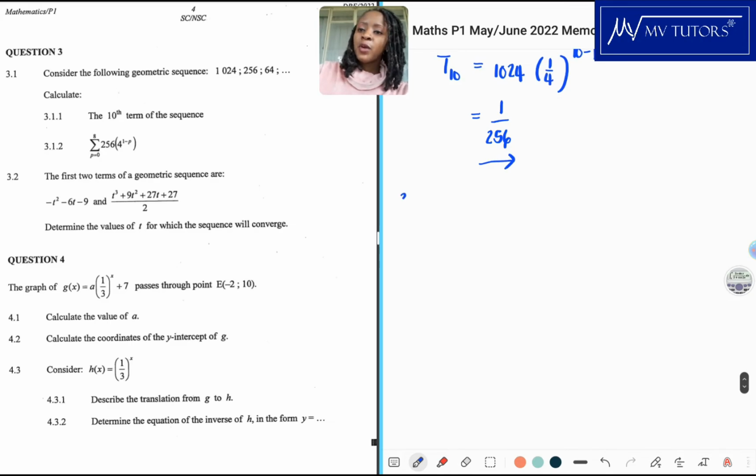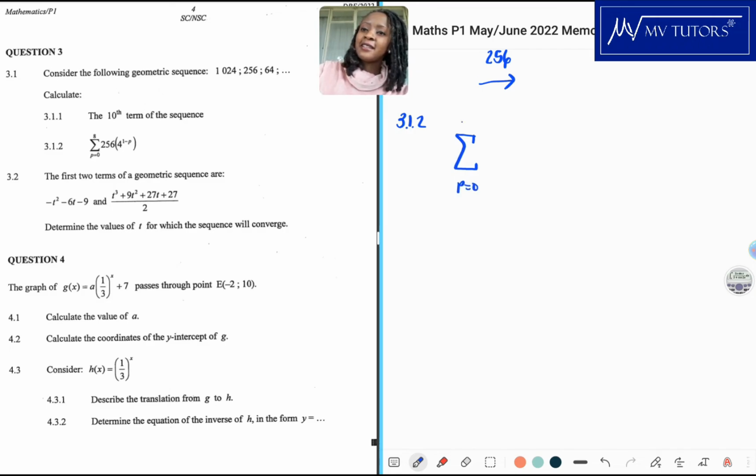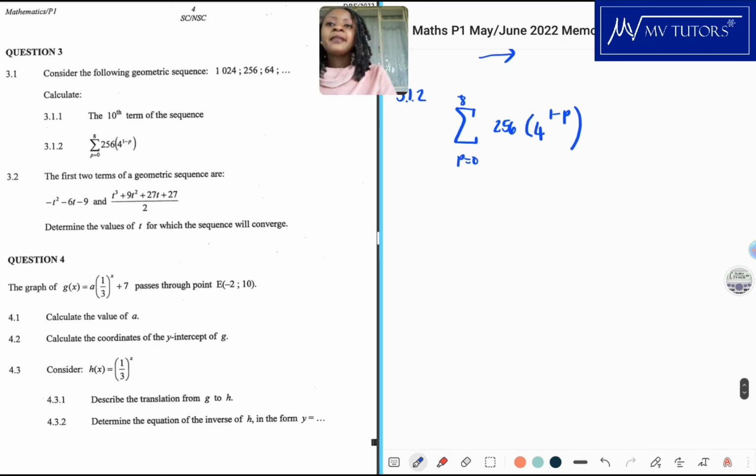So yeah, and then 3.1.2, we have sigma notation. So let's just write it down, and let me just remind you what it is, and solve it. So I have 256 for 1 minus p. Normally when you have sigma notation, what does it mean? It means that we want to get the sum, okay? So this is our equation, and we want to know what is the sum if I take the first term, the second term, up until the end term, which I'm going to discuss now, and what is the sum of all those numbers?